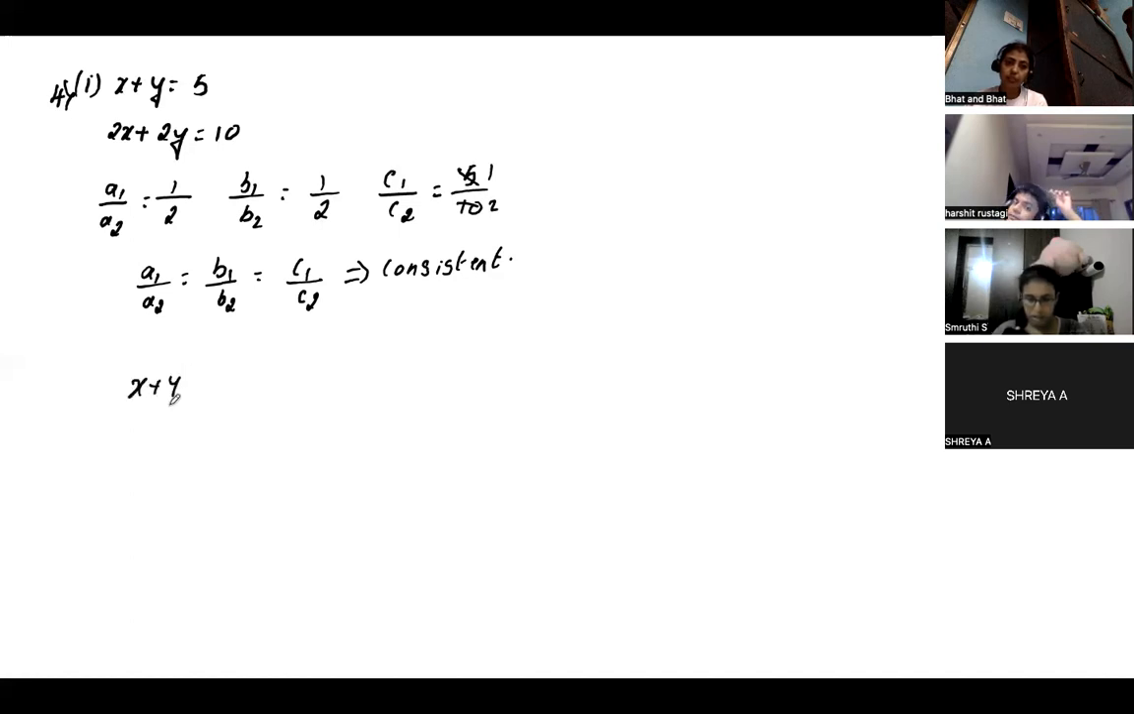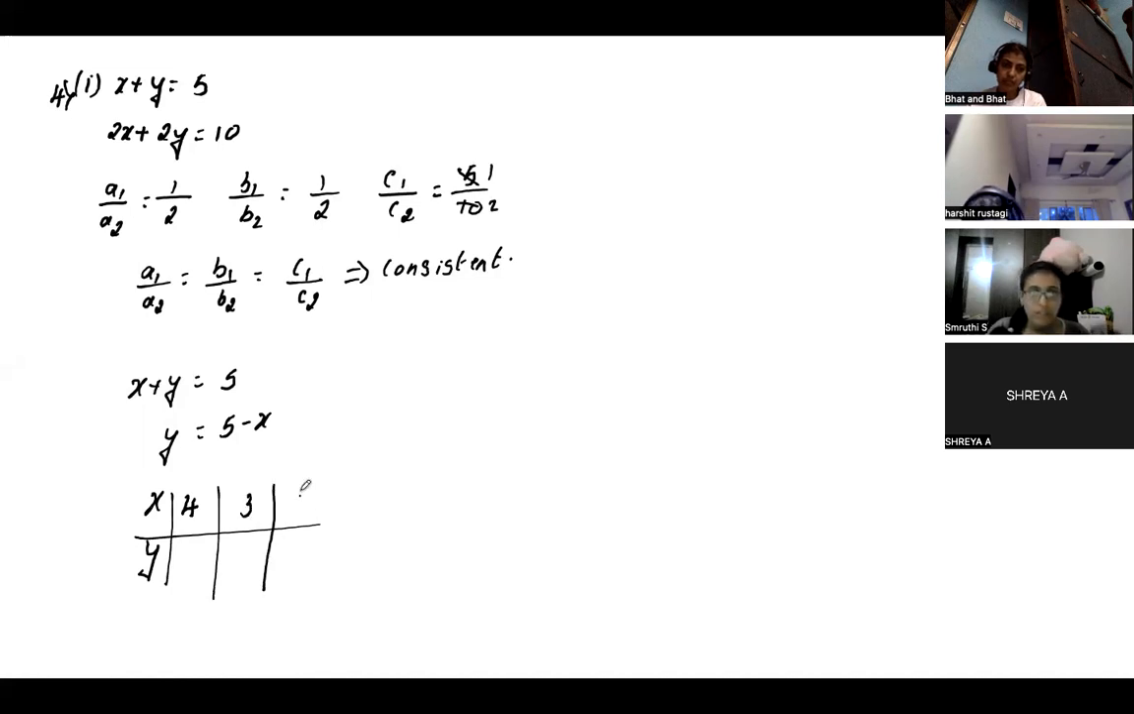So we have x plus y is equal to 5. So what will be y? y is equal to 5 minus x. Correct? Yes, ma'am. Now let us write the coordinate points. So let us take values for x. Let us take it as 4, 3, 2. Now, if x is equal to 4, what will be the value of y? 1. 5 minus 4 is 1. Correct? If x is equal to 3, 5 minus 3 will be 2.